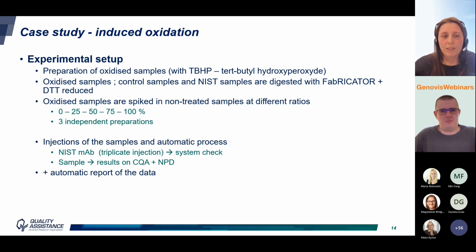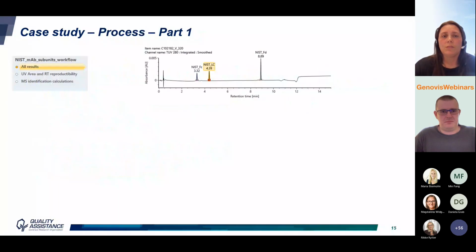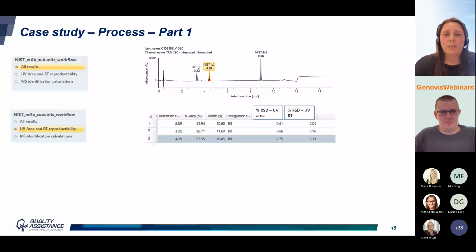And for all this, we have an automatic report of the data. So if we go through the data we obtain, first on the NIST, which is our system check, this is what the chromatogram would look like. So Fc, LC, and Fd, the 3 subunits we expect are present. And this was injected 3 times, I believe.